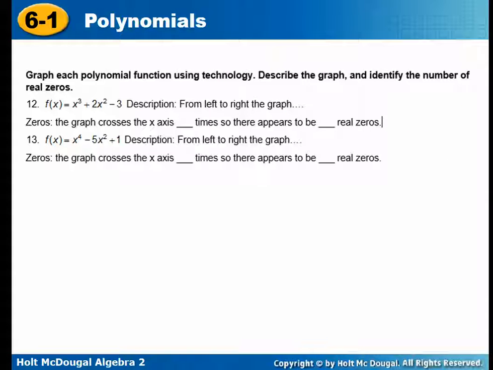Here's a couple examples from your assignment. You can graph these using Desmos, and then you're going to say, does it increase, then decrease, then increase? Does it decrease, then increase, then decrease? How does it go? Write that out. The zeros is how many times it crosses the x-axis. And that's it. You do the same thing for number 13.